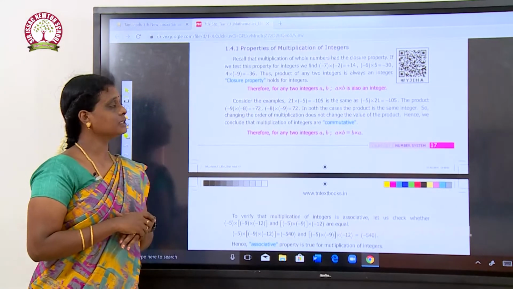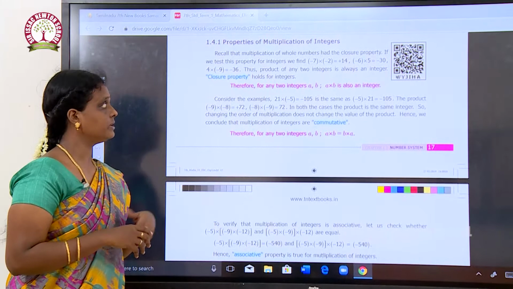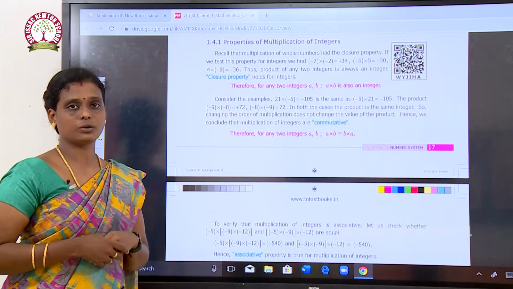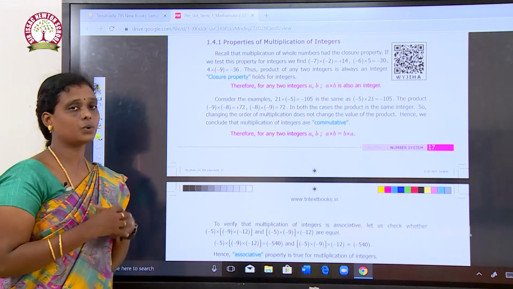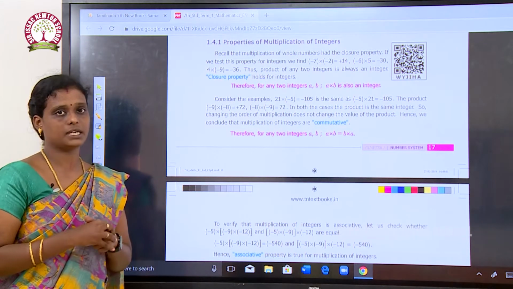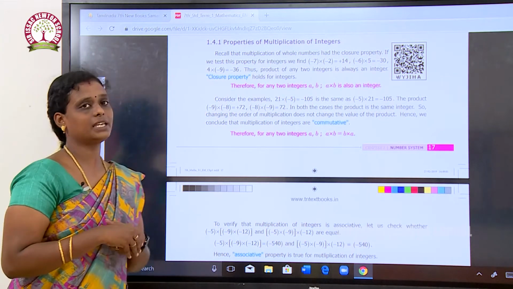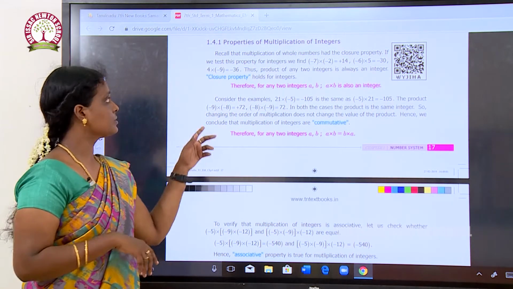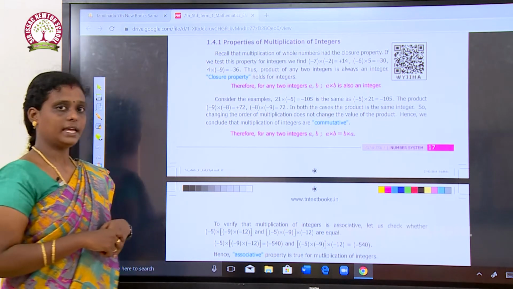So in this chapter we have discussed a lot. In our previous class itself we have discussed the multiplication of integers, right? And today we are going to continue our class with the properties of multiplication. Here are some properties to do the multiplication of integers.